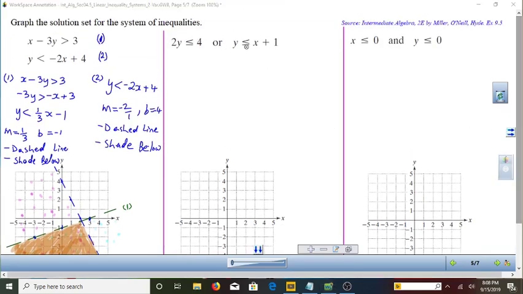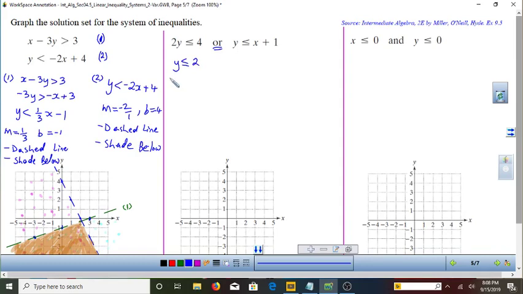Now let's take a look at this set here. In this case, we're dealing with an OR situation. That means we're looking for whatever region is shaded. In an AND situation, we're looking for an intersection. In an OR situation, we're looking for whatever region is shaded. So I'm going to solve for y here. I get y is less than or equal to 2, and for here it's already in the right format.